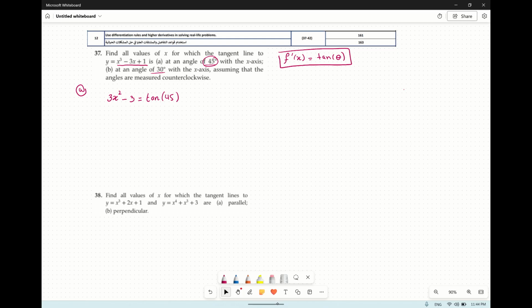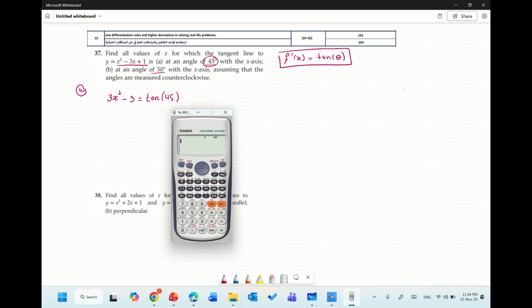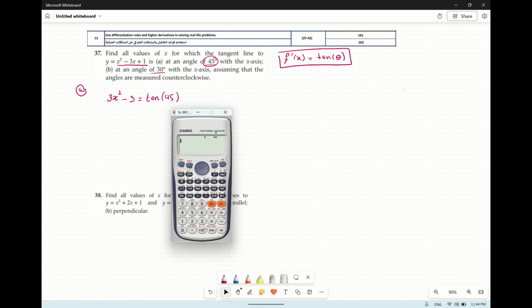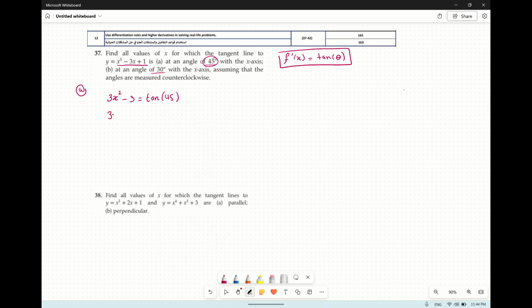Now tan 45 is in degrees here, so my calculator should be in degrees. So I will put tan 45 and I will get 1. So this means 3x squared minus 3 equal 1. Now I need to solve for x. Since this is a quadratic function, I will put everything on one side and the other side 0. So now minus 3 minus 1 becomes minus 4, equal to 0.